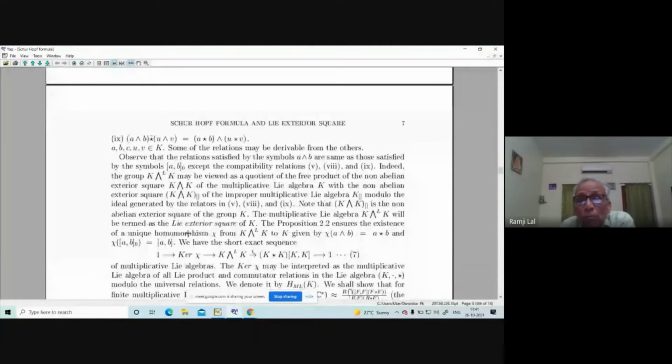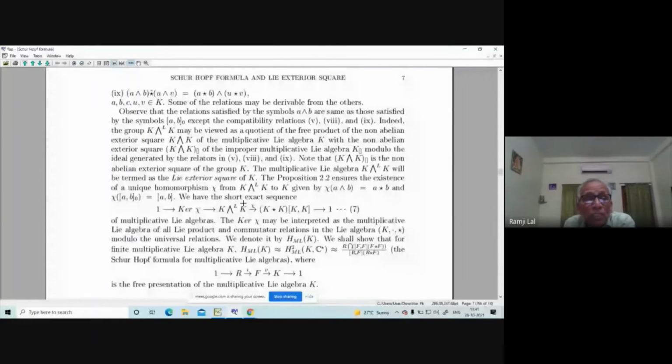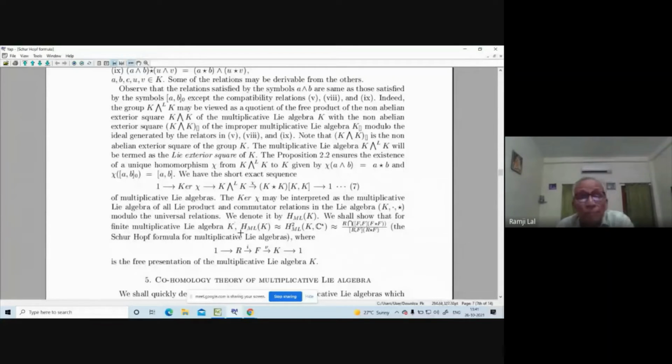So proposition 4.2, as described earlier, describing the identity, is a unique homomorphism chi as usual, as in the case of the usual exterior square. We have a homomorphism K cap K to K. This is a multiplicative Lie algebra homomorphism, and we have a short exact sequence of multiplicative Lie algebras as there also we had. Now there K star K was absent, and this kernel of chi, there it was HK, and so this can be called HML K here. So this is the functor HML which is introduced over here.